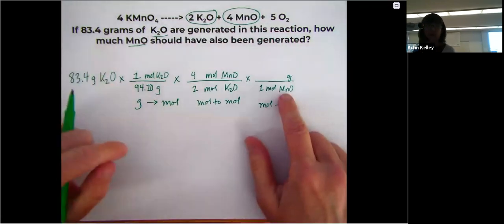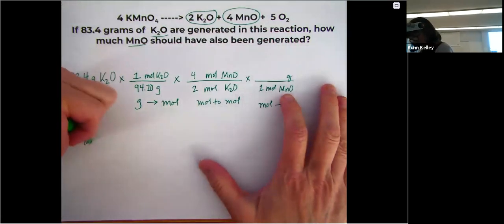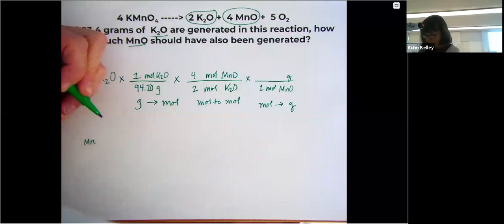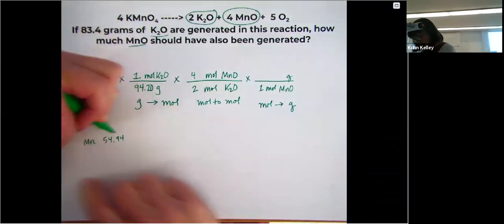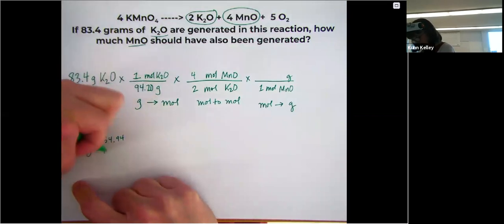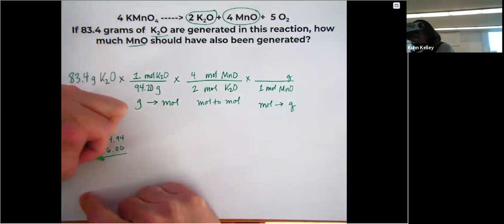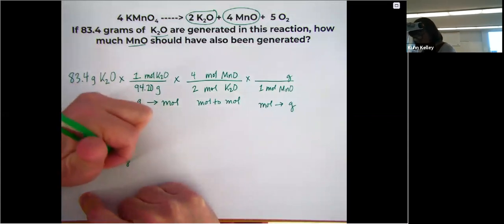And I'm going to need to figure out the molar mass of manganese oxide, because I have not added that one up yet. Manganese is 54.94. Oxygen is 16. So this will add up to 70.94 grams.